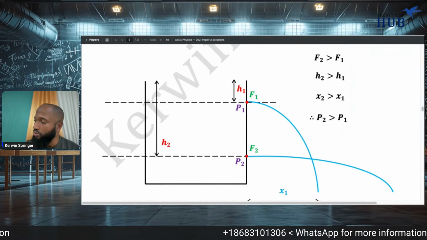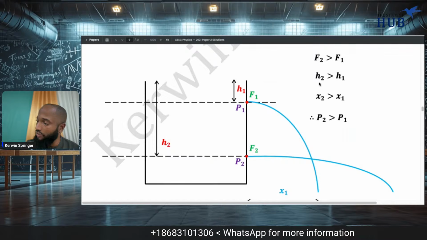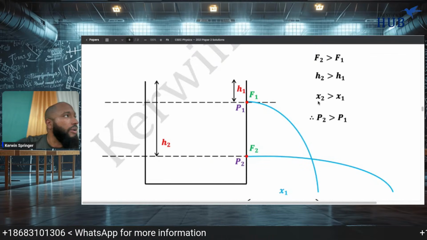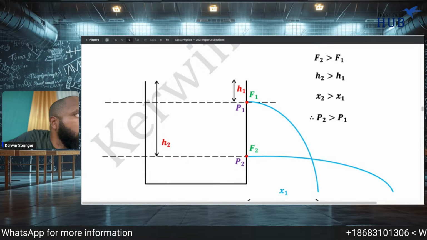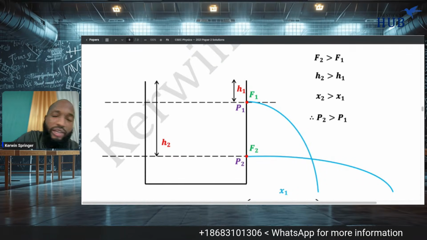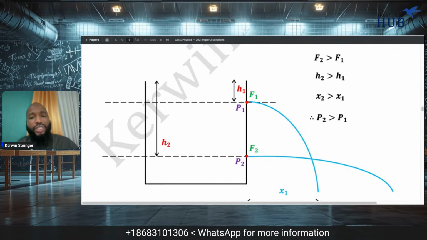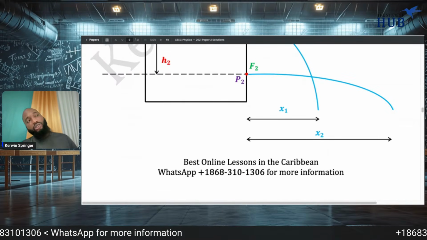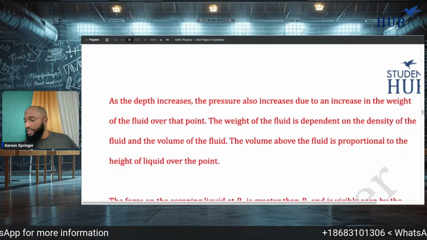I just did 2. I said the force in F2 is greater than F1. The height is greater. G is always going to be 10 for CXC, but they will give you. But it's always 10. They don't ever use 9.8. It's a long time since I see 9.8, but they'll use 9.8 in CAPE physics.